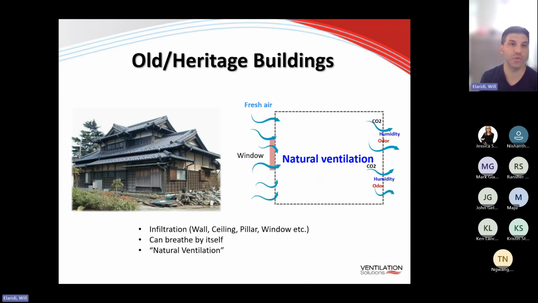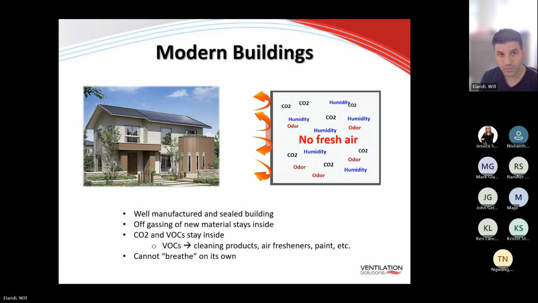Looking at some traditional older heritage buildings, what they would rely on for ventilation is simply opening a window or a door, which is the infiltration method. So let the building naturally breathe by itself, or having natural ventilation. This is obviously not ideal because different weather conditions won't allow you to always just open the window, because it could be either too hot or too cold.